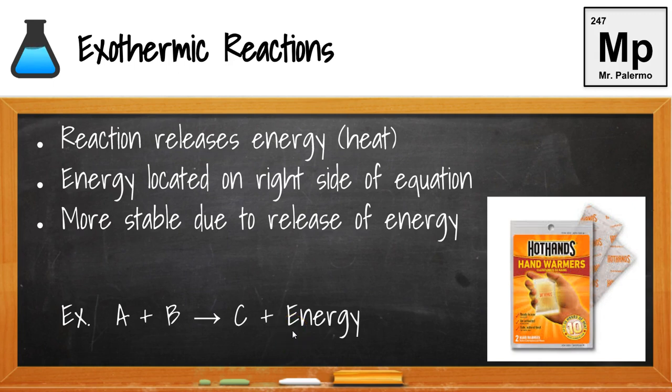And exothermic reactions are more stable due to that release of energy. If we are getting rid of energy, our stability increases. And these reactions will happen more often in nature because they require less energy to get them going. So a good example of an exothermic reaction would be a hand warmer.